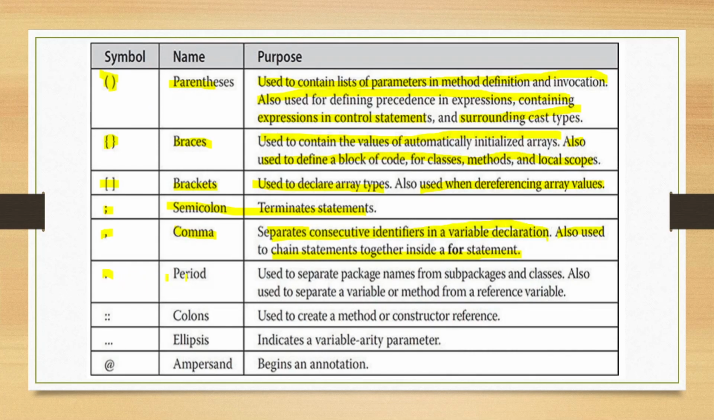Then we have the period. It is used to separate a package name from subpackages and classes. It is also used to separate a variable or a method from a reference variable. We would take a look at these. Then we have a pair of colons. It is used to create a method or constructor reference. We would understand this later. Then we have ellipses. Ellipses indicate a variable parameter, so we would understand these too. And then the at symbol, it begins an annotation. We will see all of these in upcoming videos.